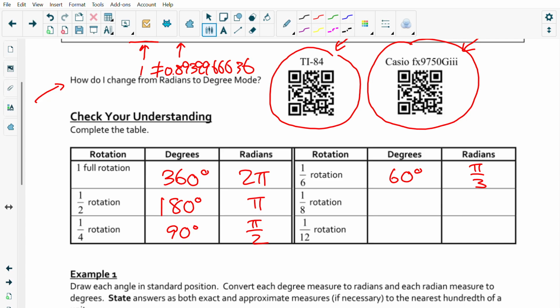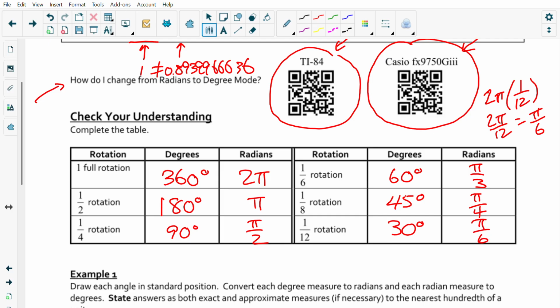1/8 rotation. 1/8 of 360 is 45 degrees. Well, what is it in radians? So 2 pi, I want 1/8 of it. That's 2 pi over 8, and that equals pi over 4 radians. 1/12 rotation: 1/12 times 360, that's 30 degrees, folks. In radians, 2 pi times 1/12 is 2 pi over 12, and that's pi over 6 radians, okay?